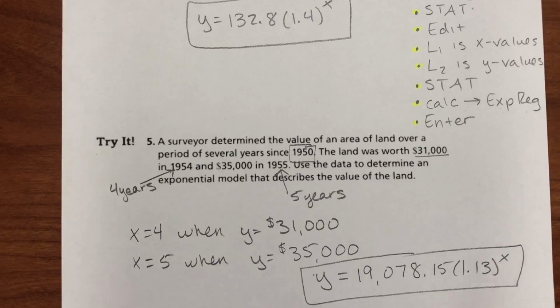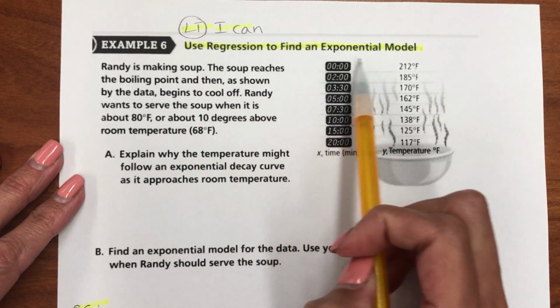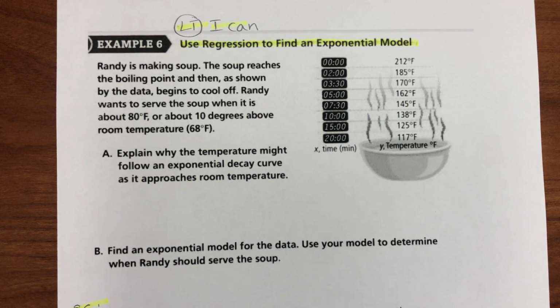Let's go ahead and go on to our second learning target. I can use regression to find an exponential model. So same idea, we're using the exponential regression. I'm still trying to find that model. So let's look at example 6. Let's work through this. Randy is making soup. The soup reaches the boiling point and then, as shown by the data, begins to cool off. Randy wants to serve the soup when it is about 80 degrees Fahrenheit or about 10 degrees above room temperature, which is 68 degrees.